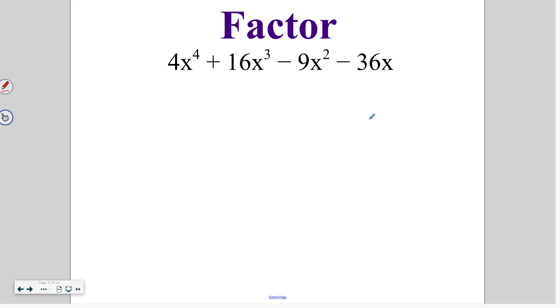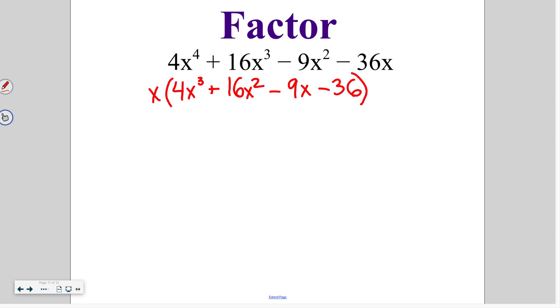So this last example is one that is going to cover use of multiple factoring techniques. So again, the first thing we always want to check for is there a GCF? Looking at 4x to the fourth, 16x cubed, minus 9x squared, and minus 36x. All of those have an x in common, so I'm going to go ahead and factor out an x, which leaves me with 4x to the third, plus 16x squared, minus 9x, minus 36.